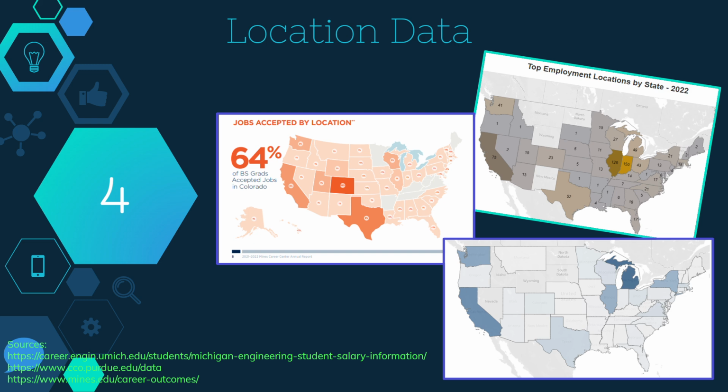So the one on the left here is Colorado School of Mines. They are pointing out that 64% of their grads, and they're all STEM, so this is all engineering, accept jobs in Colorado. So that's great. If you want to work in Colorado, you want to live in Colorado, then going to Mines might be your best bet for getting into the area. They are all over the country. You'll see by the darkness of the color that they have a lot of grads going to Texas, California, Washington, Wisconsin.